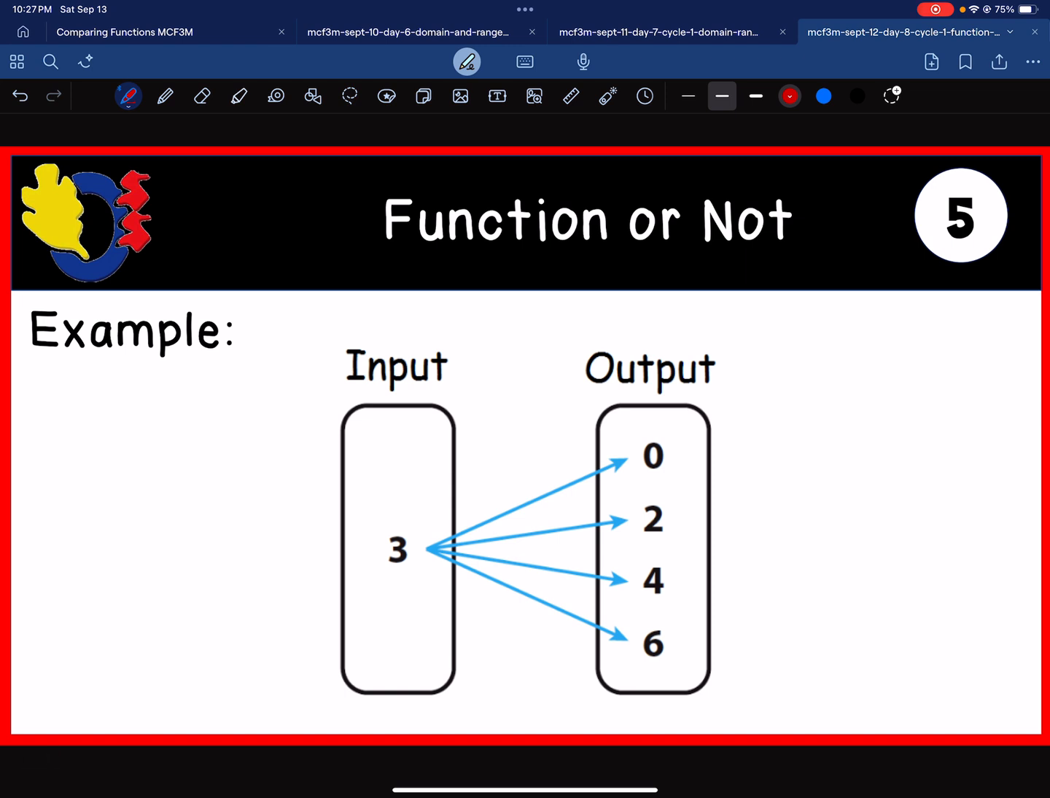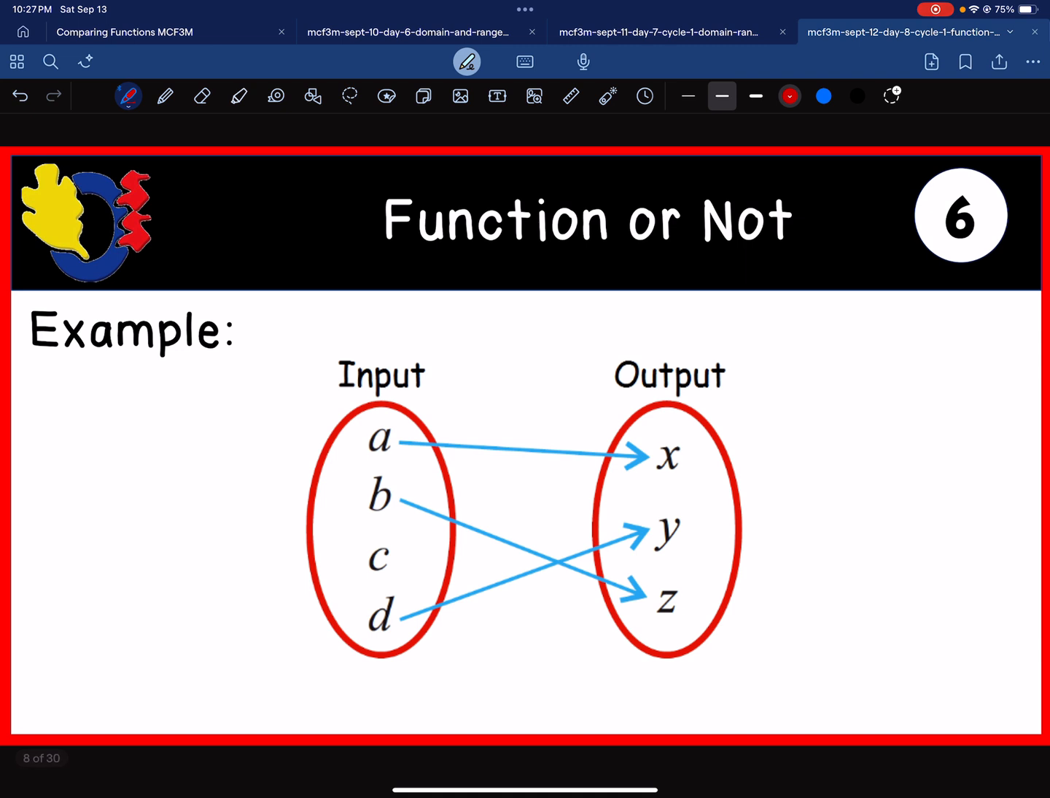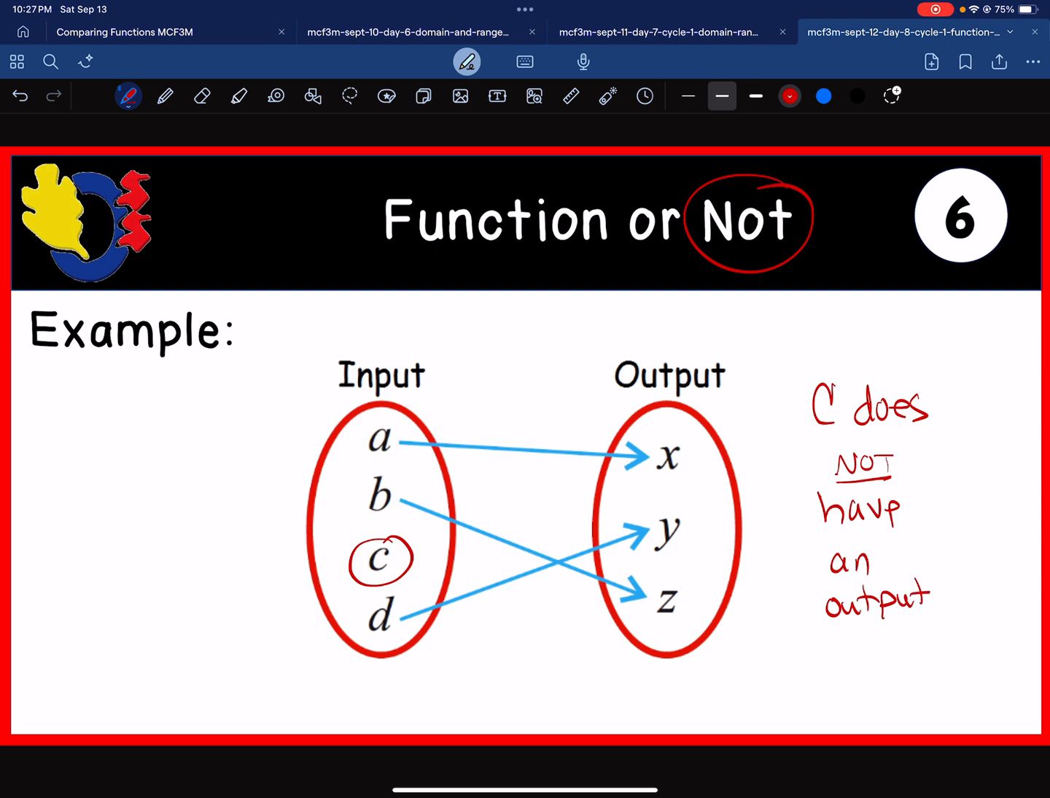This example, on the other hand, we have 3 is mapped to 0, 3 is mapped to 2, to 4, and to 6. So this is not a function because 3 has 4 different outputs. Okay, the next example. So the problem with this one is C does not have an output, so this is not a function. Okay, so C does not have an output.